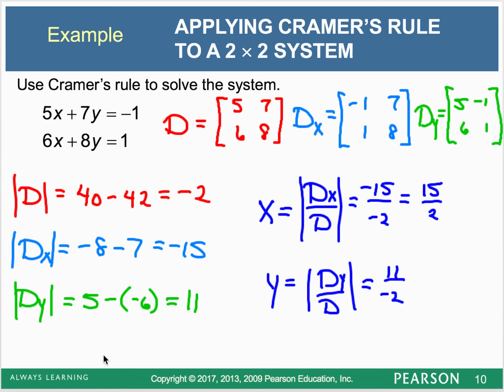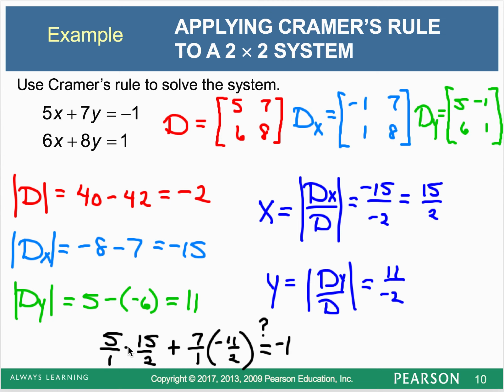Just plug it in and see if it checks out. It should be the solution to both of these equations. I'll just plug these into the first equation. So we have 5 times 15 over 2 plus 7 times negative 11 over 2. And I want to know, does that equal negative 1?